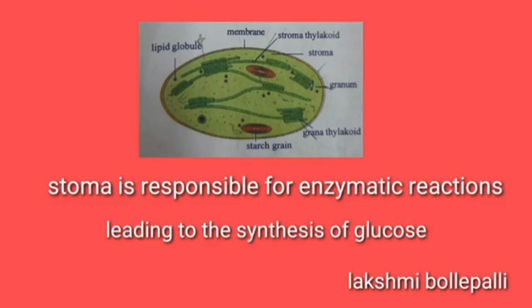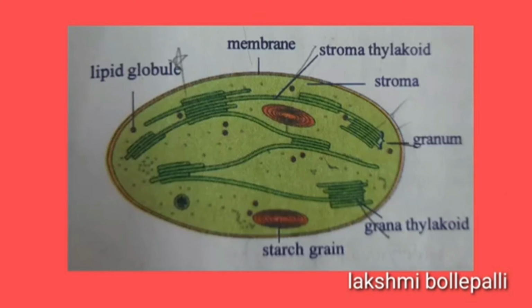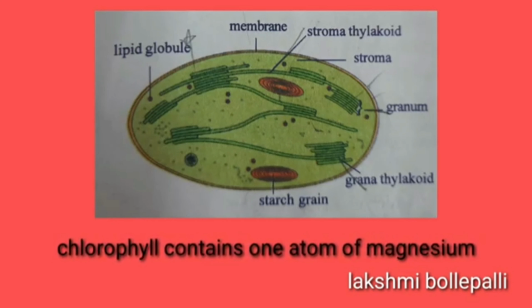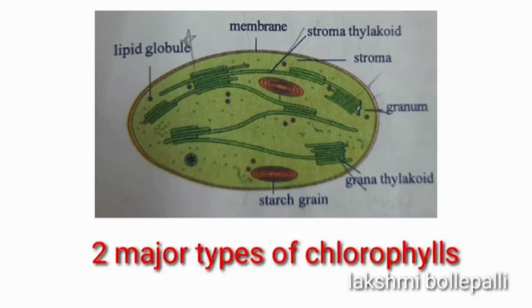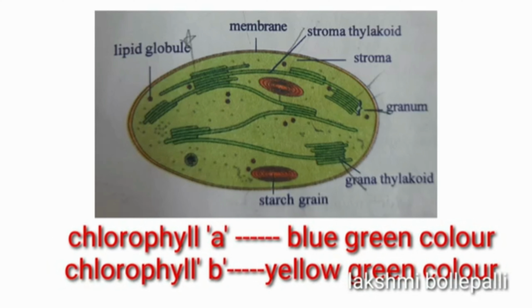Substances found in chloroplast which capture sunlight are called photosynthetic pigments. There are several types of photosynthetic pigments involved in the process to produce organic molecules like glucose in plants. The pigment chlorophyll contains 1 atom of magnesium. 2 major kinds of chlorophylls are associated with thylakoid membranes. Those are chlorophyll A and chlorophyll B. Chlorophyll A is blue-green in color and chlorophyll B is yellow-green in color.